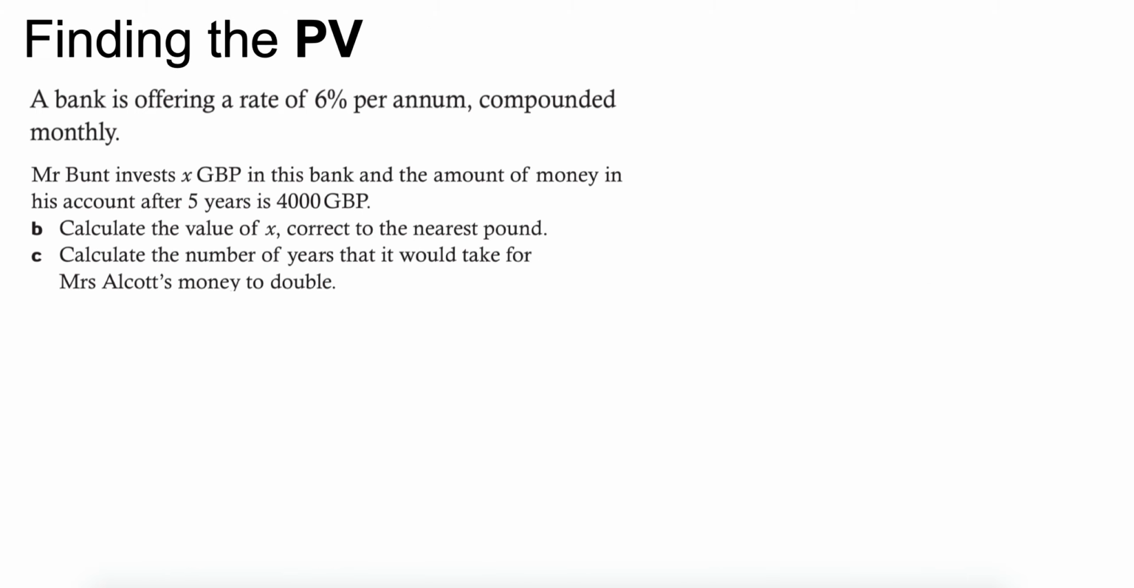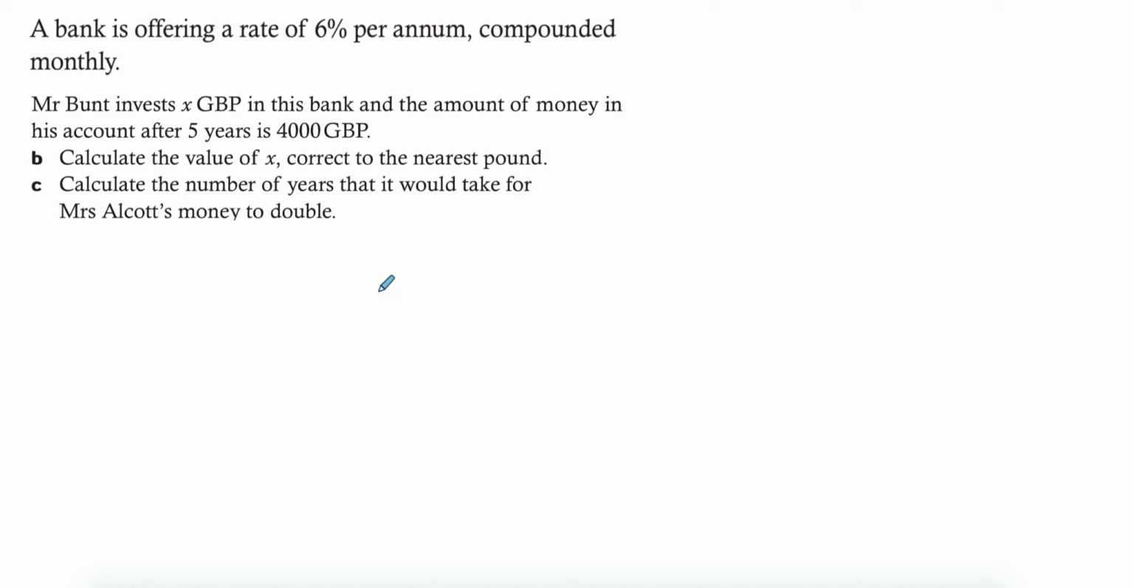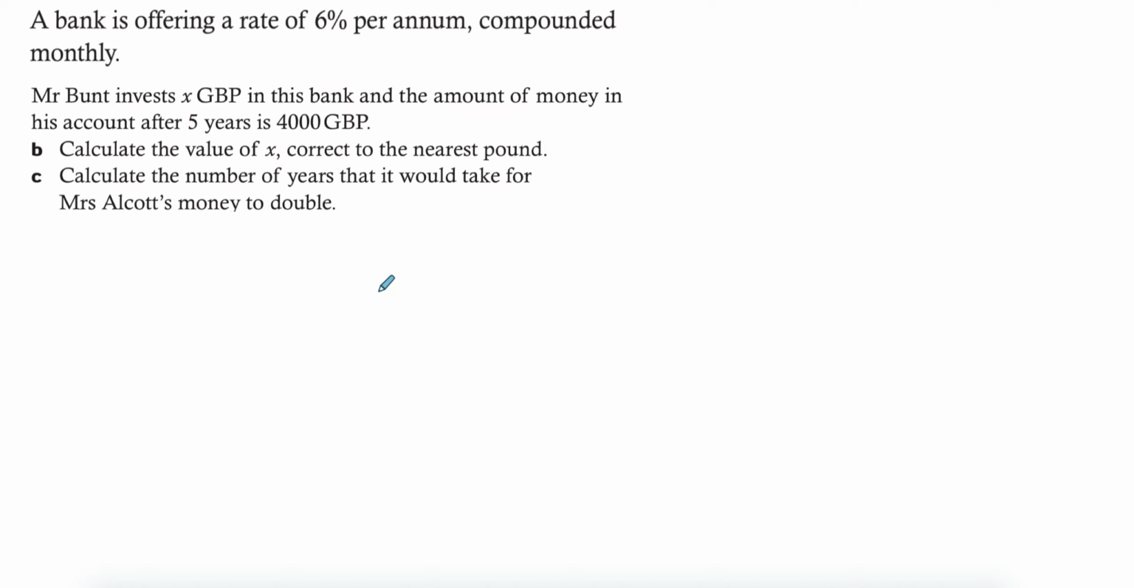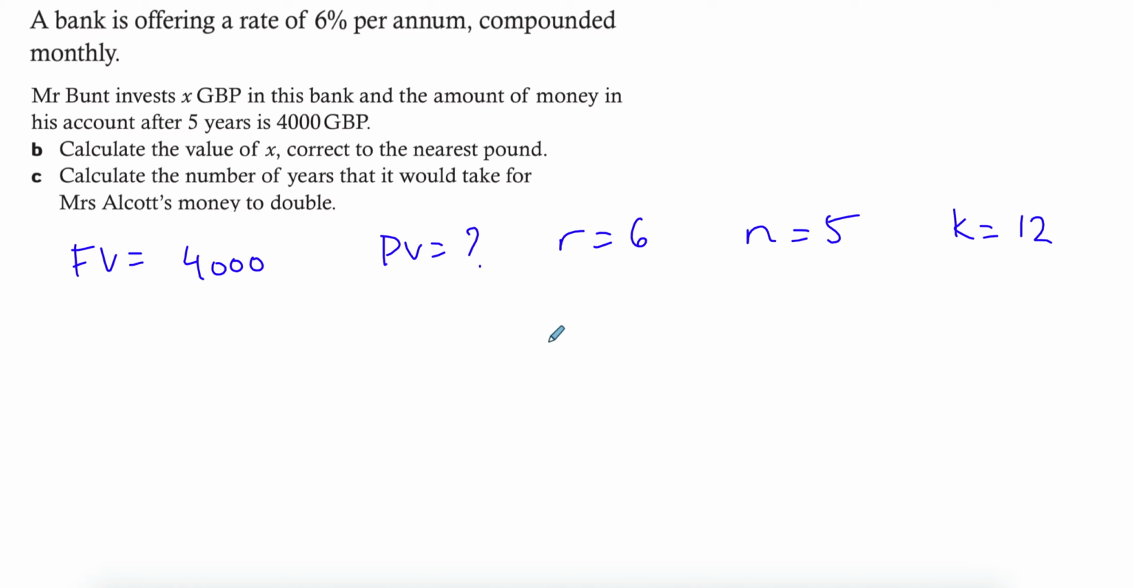Now, finding the present value is much easier than it seems. It's a matter of simplifying. In this question, a bank is offering a rate of 6% per annum compounded monthly. Mr. Brunt invests X pounds in his bank, and the amount of money in his account after 5 years is 40,000. Calculate the value of X. So our future value is 40,000. Our present value is unknown. Our rate is 6, the years is 5, and it's compounded monthly, so K is 12.